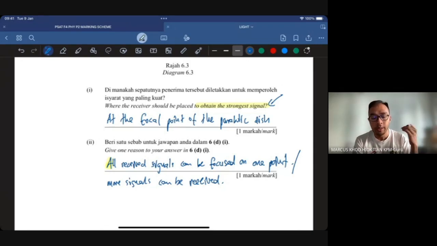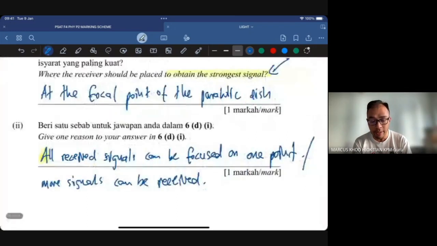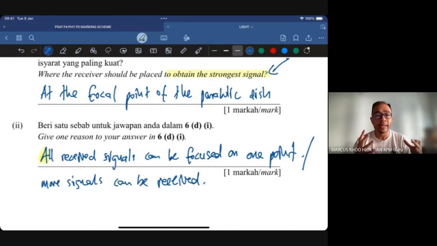So one reason is that all received signals can be focused on one point, so you don't get all these stray signals going to other places. Secondly, you can receive more signals or a stronger signal, but stronger signal is already in the question, so we cannot use that one. So these are two alternative answers. This is pretty much the same answer for situations like a parabolic dish, satellite dish, mirror. You want the position of the receiver to be at the focal point. Not higher, not lower. So this is a specific kind of answer.